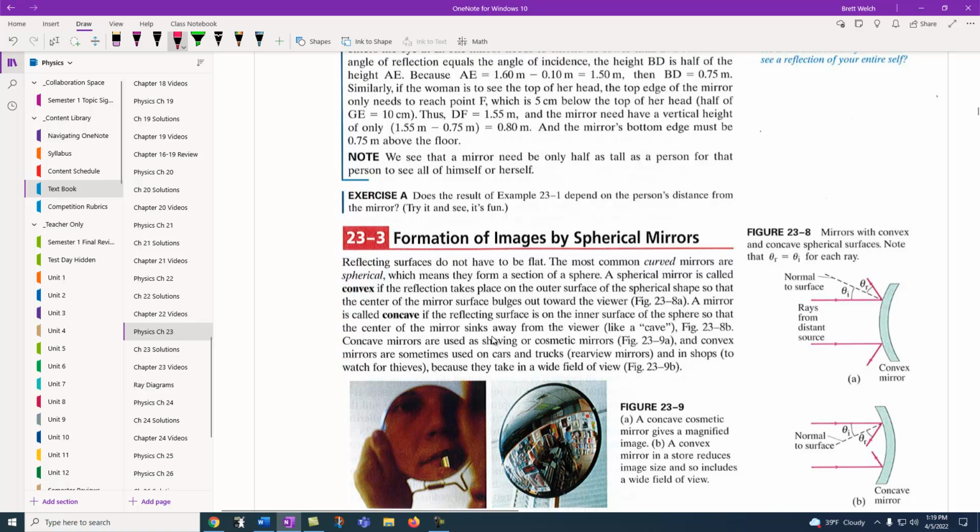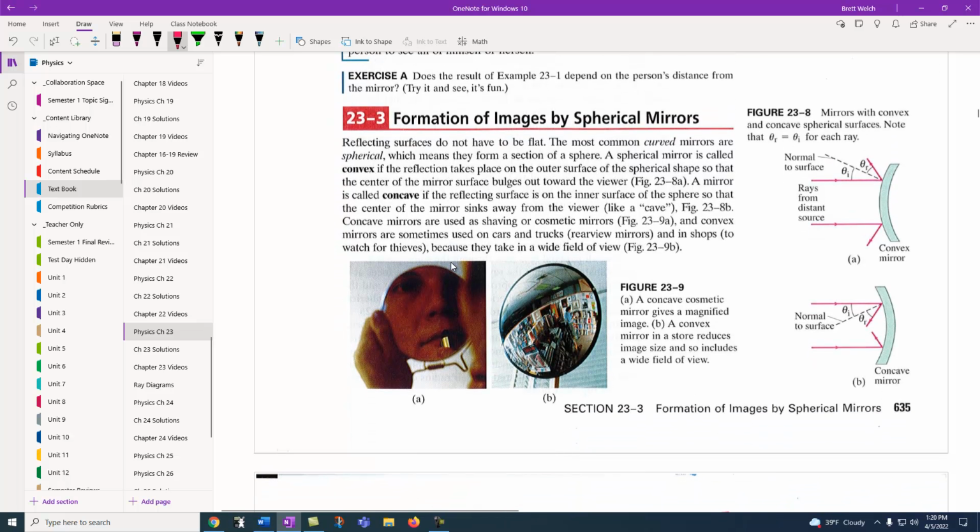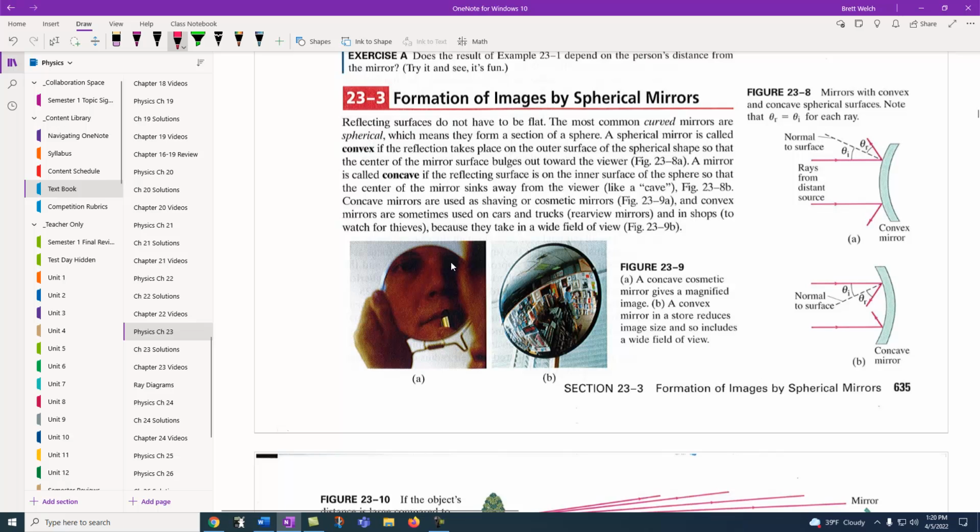Now, when we talk about object and image distances, real versus virtual, on a plane mirror everything is virtual. The object distance is the image distance. But as soon as we start to curve our mirrors, we start to have different effects take place. If you go home today, you can pull out a spoon and look at the front of the spoon and the back of the spoon.